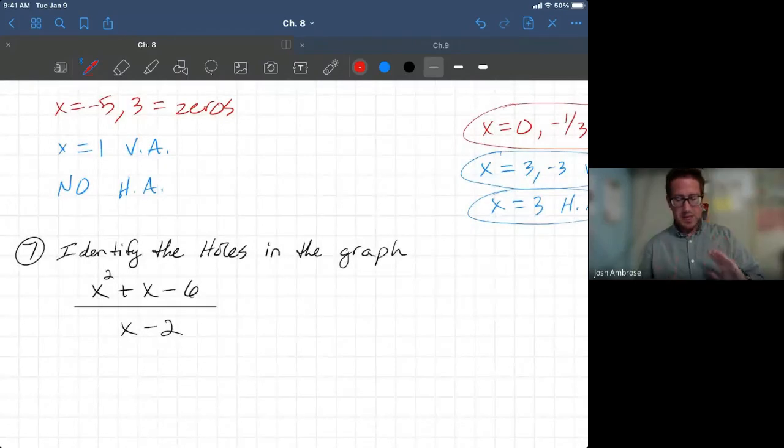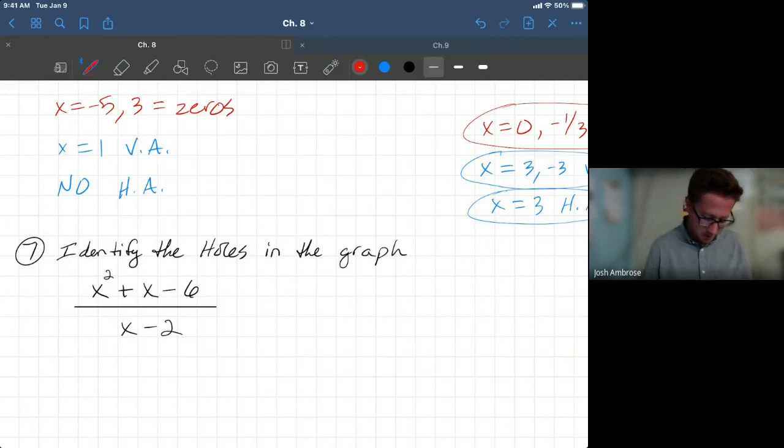This one simply asks us to find the holes in the graph. So there's going to be breaks in this graph. If you just plug this into your graphing calculator, it's not going to show you the holes. But if you use your table or your chart, it may show you those values. But just in case, it's very, very easy to solve for these algebraically, and this is going to work every time.